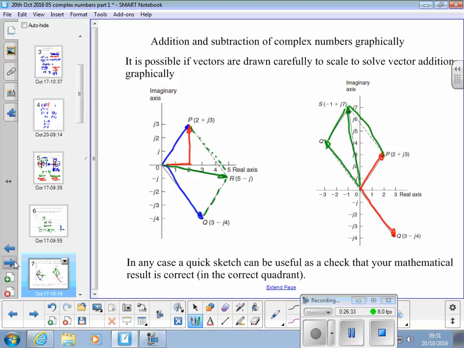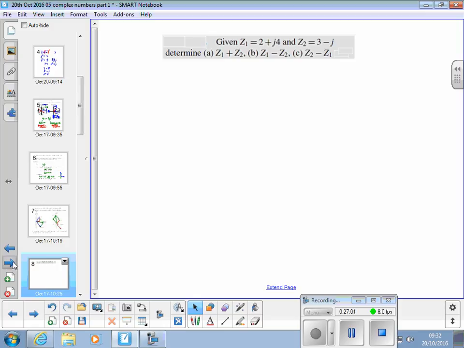So for a negative vector, you just draw 180 degrees in the complete opposite direction, then create a parallelogram with that one to subtract two vectors graphically. Okay? If you draw those lines to scale, then you can measure off your result if you so need to. So, have a go at that one.